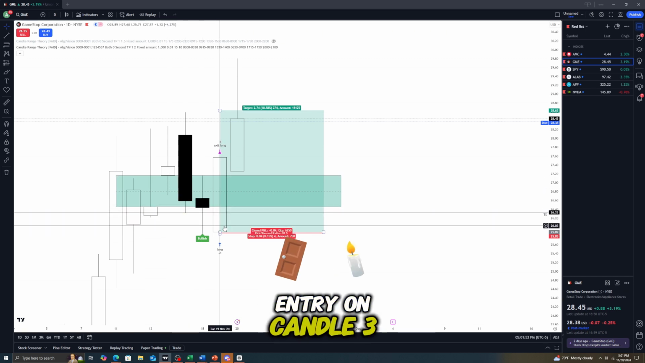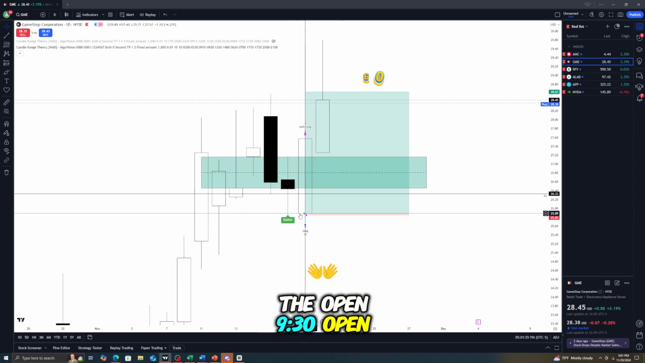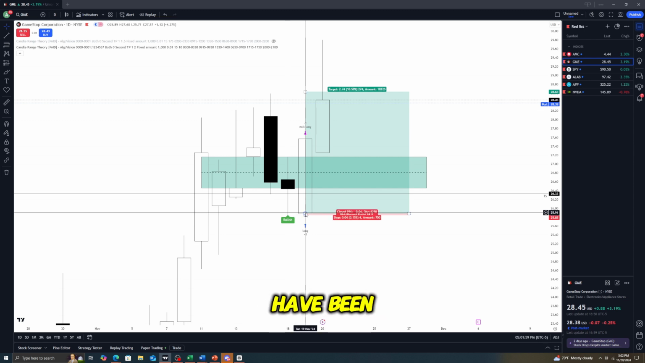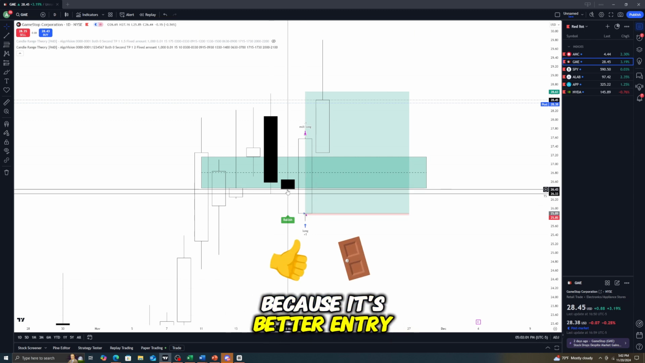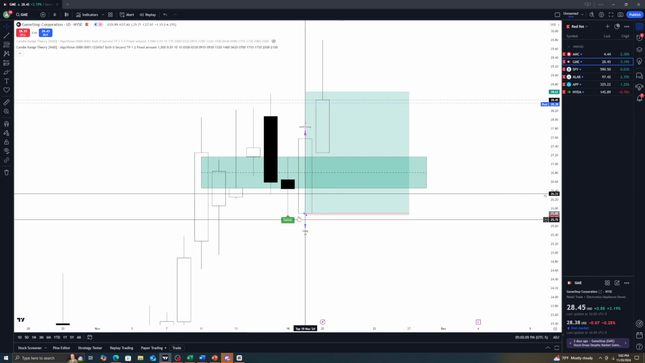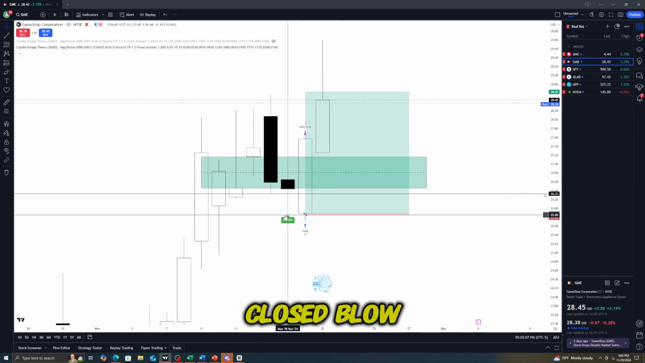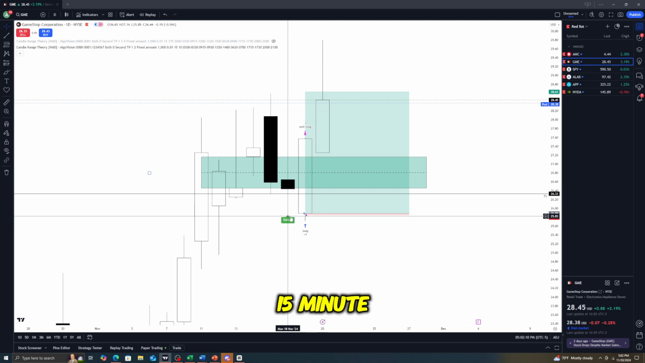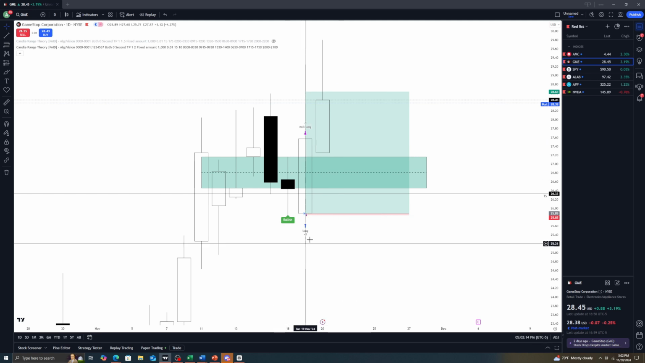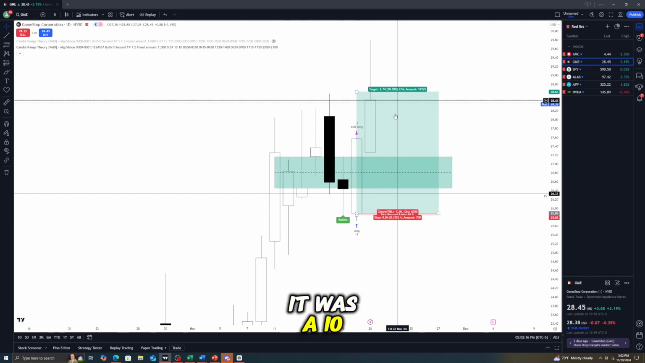You took an entry on candle 3. The open, 9:30 open on GameStop on Tuesday, open down here. So I would have been taking entries down here because it's a better entry than the order block, which is somewhere in here, which I'll drop down to a lower time frame in a minute. So your stop loss would have been a close below this low on the 15-minute from Monday, TP opposing end or midpoint, and as you see, it was a 69 to 1 trade.